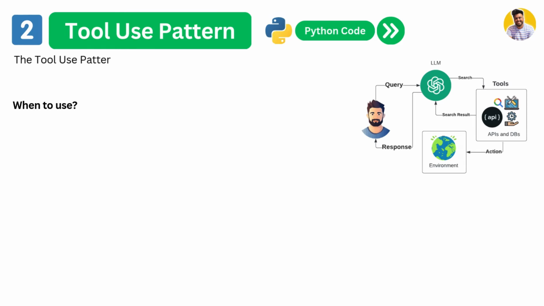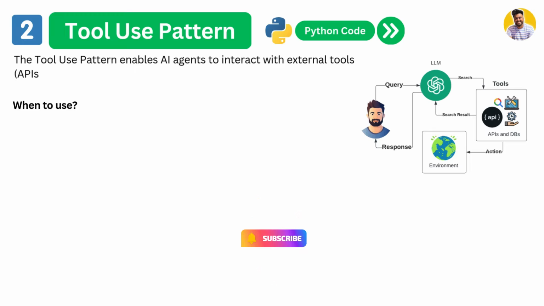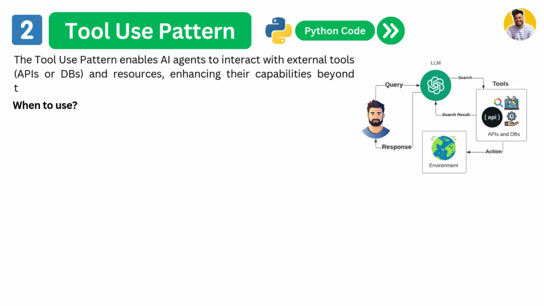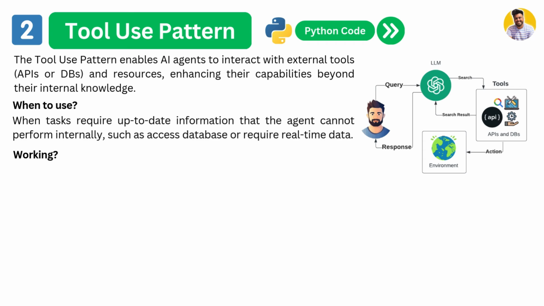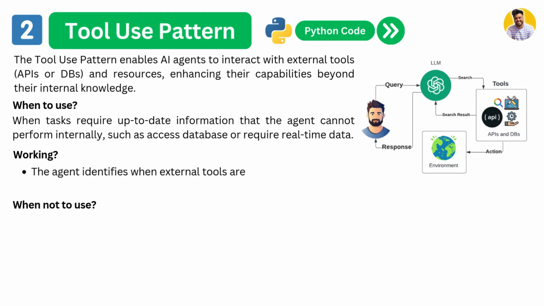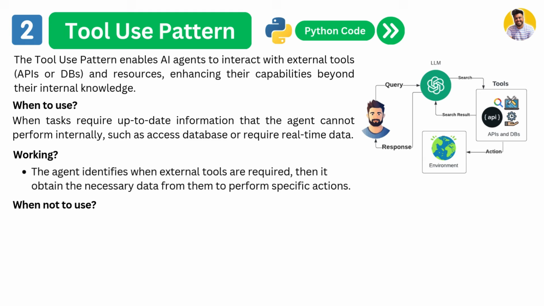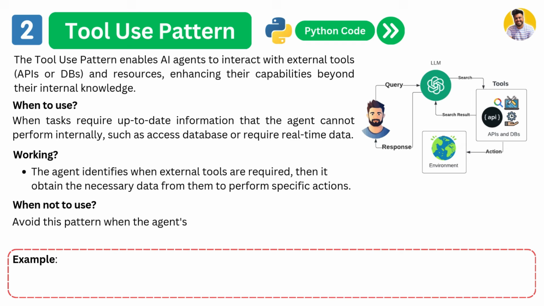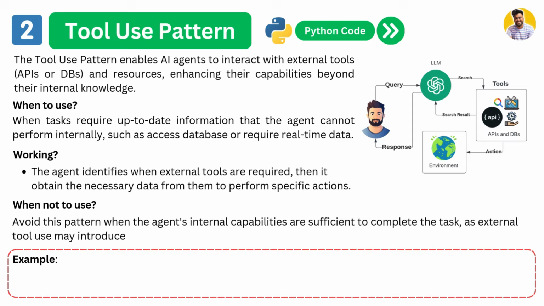Second, we have the tool use pattern that enables AI agents to interact with external tools, APIs, databases and resources that enhance their capabilities beyond their internal knowledge. You can use it when tasks require up-to-date information, because the large language model which we are using in the AI agent does not have up-to-date information because of its training date. Then you need real-time data there, and it works as the agent automatically identifies, by using the prompts, when external tools are required, and then it obtains the necessary information from them and performs the specific action. You can avoid using this pattern when the internal knowledge of the large language model is sufficient to complete the task, as external tools may introduce unnecessary complexities to the AI agent.